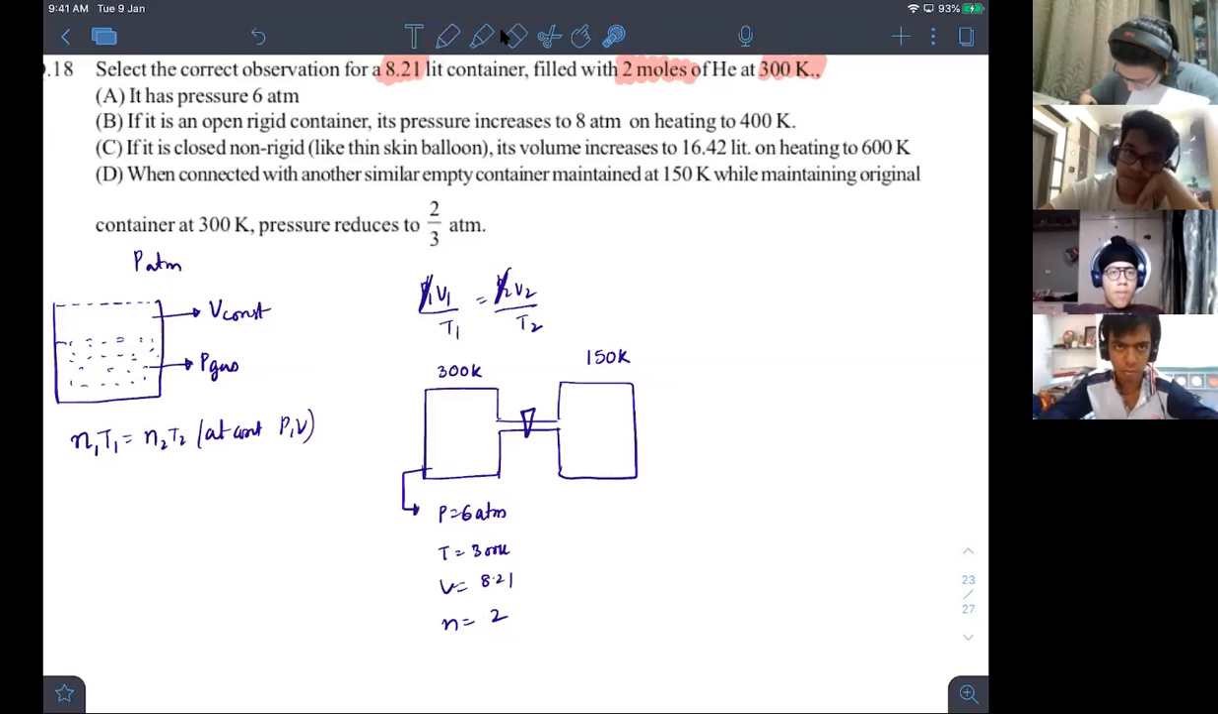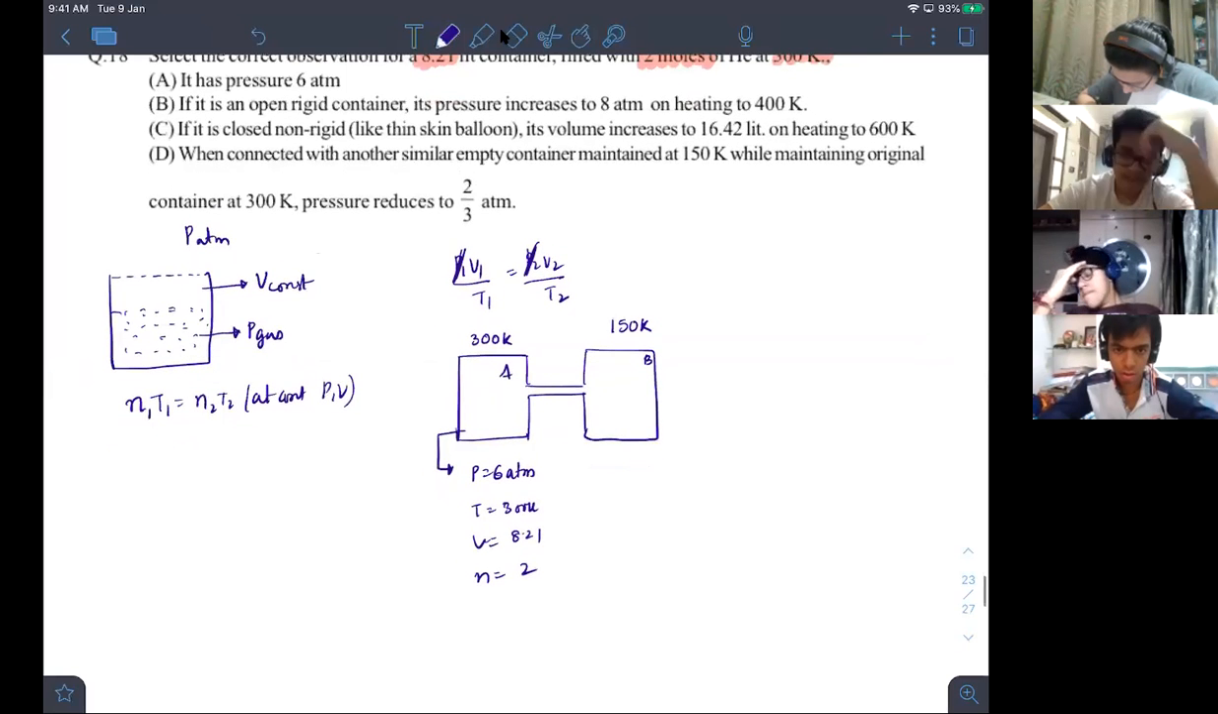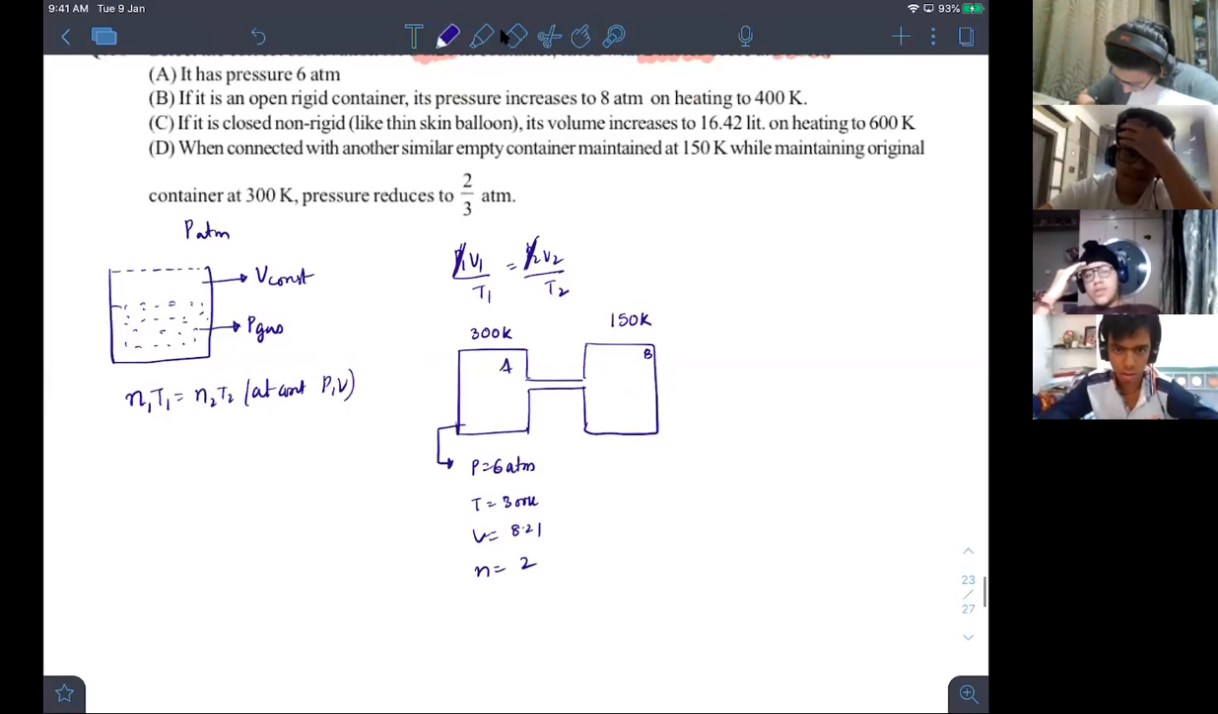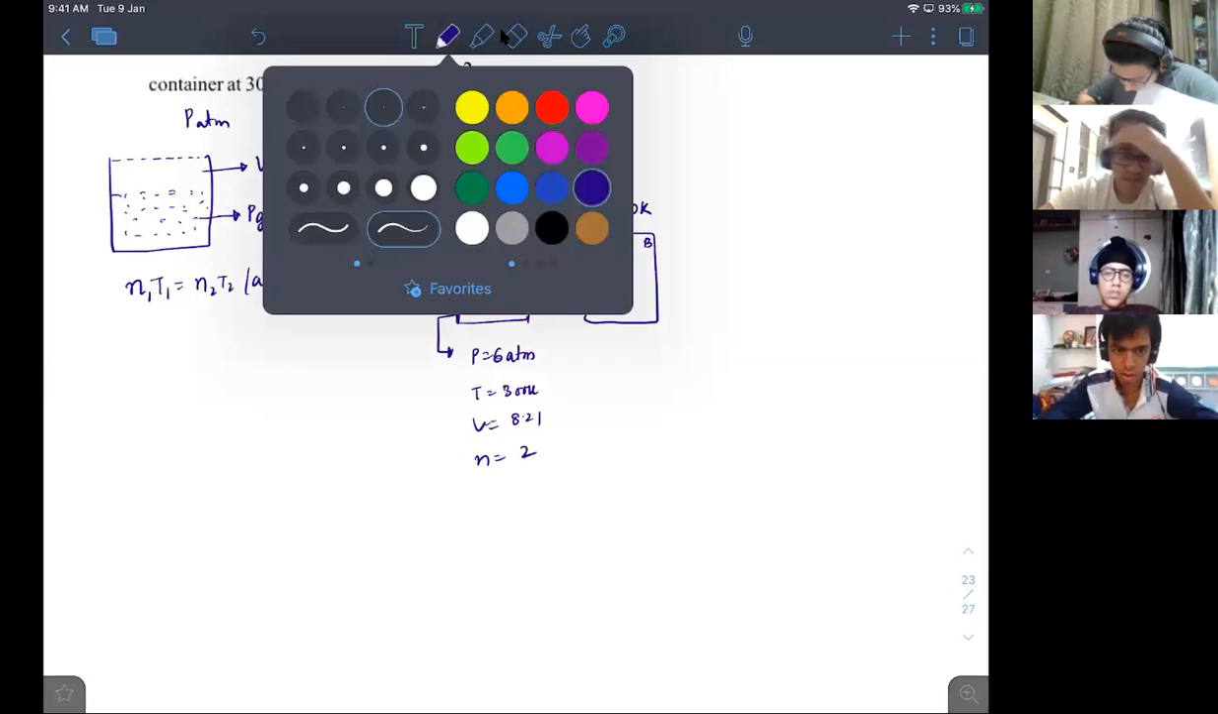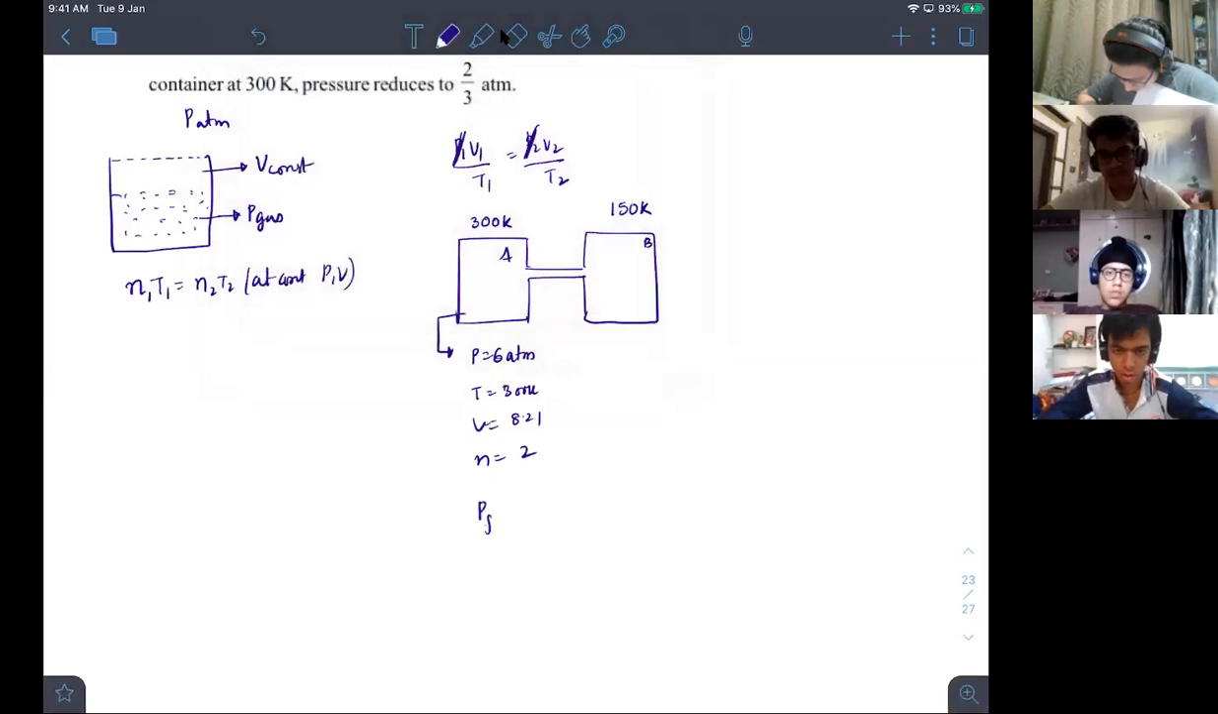Now when you open this, gas will flow from this container to this container. Let me call it container A and container B. And he said this container is similar, which means after opening it, we will get a final pressure here. I'll call it P final. Since it is open, the pressure on both sides will be the same. Temperature here will remain the same.